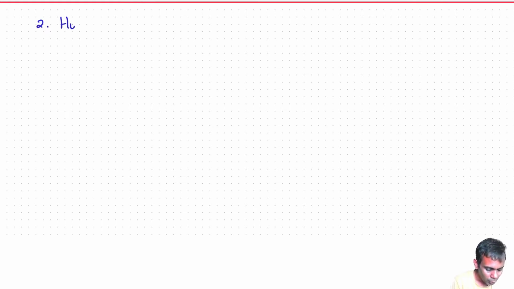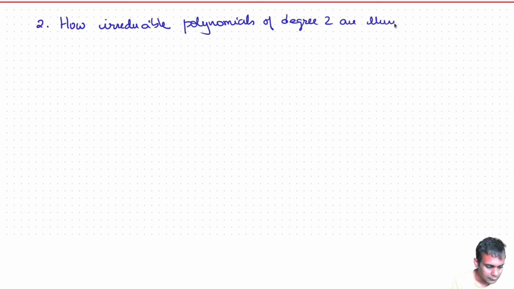How many irreducible polynomials of degree 2 are there in F_p[t]? So I'm asking this question about general F_p. Let's see how the answer depends on p. That's another interesting point. Now one way to calculate the number of irreducible polynomials, maybe let's just make this a little simpler: irreducible monic polynomials.